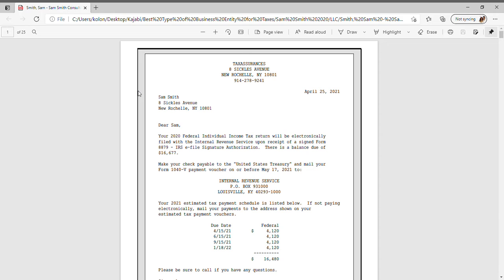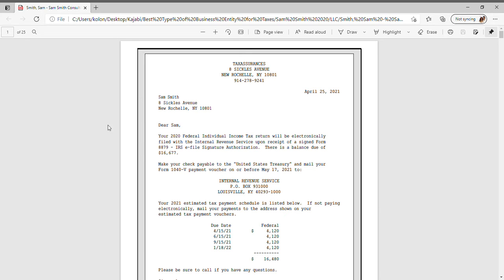LLCs. So here I want to walk you through what happens when you set up an LLC and go to do your taxes. Now I use $100,000 of revenue and $25,000 of expenses like the other examples, so we have an apples to apples comparison.